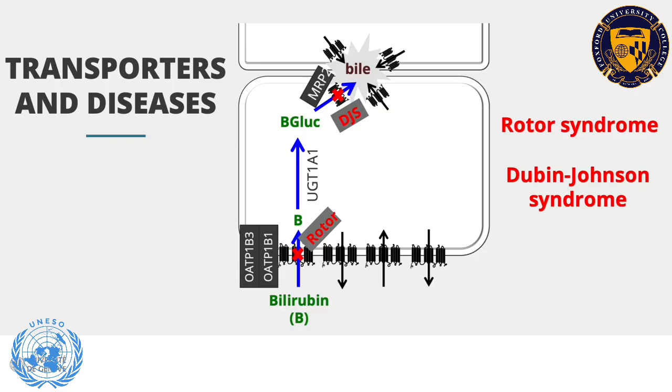For instance, two inherited diseases called Dubin-Johnson and Rotor syndromes, which are characterized by the accumulation of bilirubin in blood, have been associated with altered activity of transporters. Bilirubin is taken up in hepatocytes by two main transporters, OATP1B1 and OATP1B3. In Rotor syndrome, these transporters have reduced activity, and then we have an accumulation of bilirubin conjugate in the hepatocytes. In Dubin-Johnson syndrome, these transporters have reduced or nil activity, and then bilirubin cannot be extracted in the liver. Moreover, bilirubin is conjugated to bilirubin glucuronide that is transported to the bile by a transporter called MRP2.